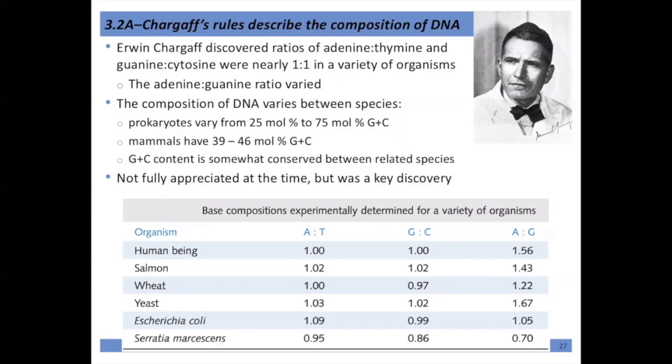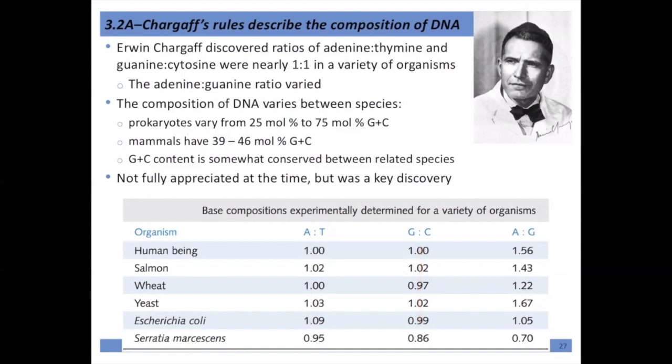So let's just look at a human being. They isolate DNA, and then he would analyze it, and he would find as many A's as T's, and as many G's as C's. And then when he compared the A to G, he would find a different ratio, and that ratio would vary depending on the organism. You can see the ratio between A and G for humans is 1.56, but for E. coli, it's 1.05. But for most organisms, the ratio between A and T is 1:1, and between G and C is 1:1.